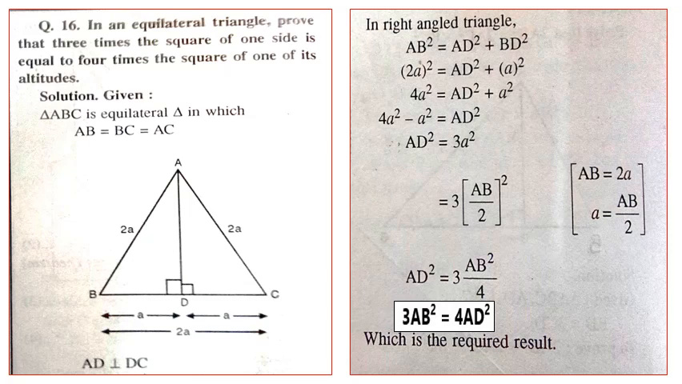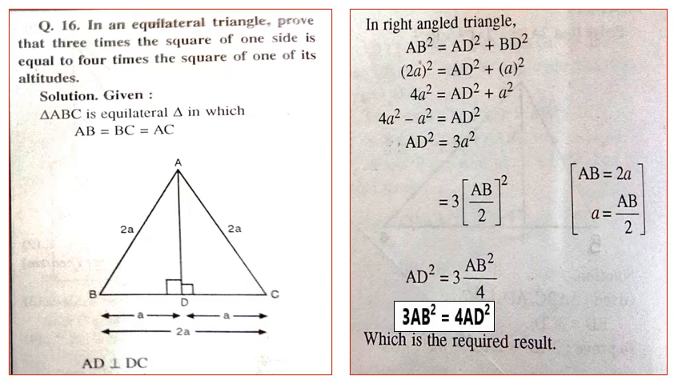So 3 into A square is nothing but 3 into half of 2A, where 2A is the side of the triangle. A is nothing but half of AB. So in the place of A, we can write half of AB, that is AB by 2. So 3 into AB by 2, the whole square, we get 3 into AB square by 4.